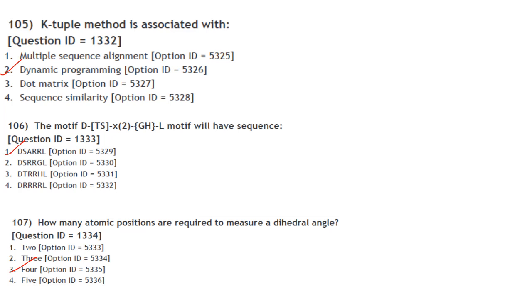But before that I will explain 2, 3 and 4. So if you see 2, D is okay, S okay, fine. Out of T and S, either S or T can be present. Okay, X2, so it can be any amino acid. G should not have come at this position because it is given in the curly bracket. So G and H are not allowed at this position. So 2 is not correct.